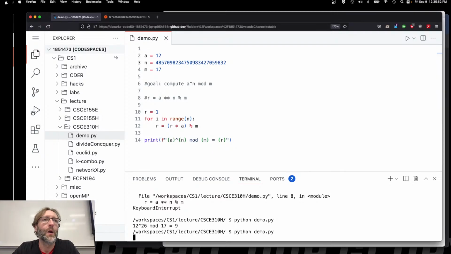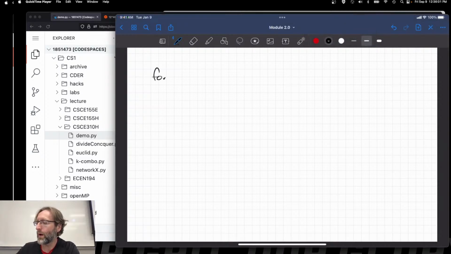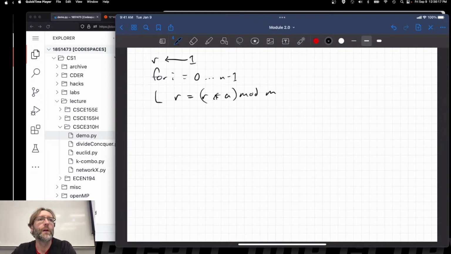All right. While we're waiting for that, let's analyze this algorithm. Really quick here: for i running from 0 up to n minus 1, r initialized to 1, r is equal to r times a mod m. That's it, right? There's our pseudocode. Let's go through our 5-step process here. 1, what's the input?